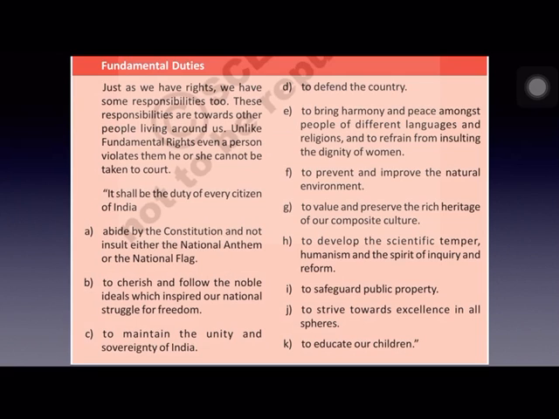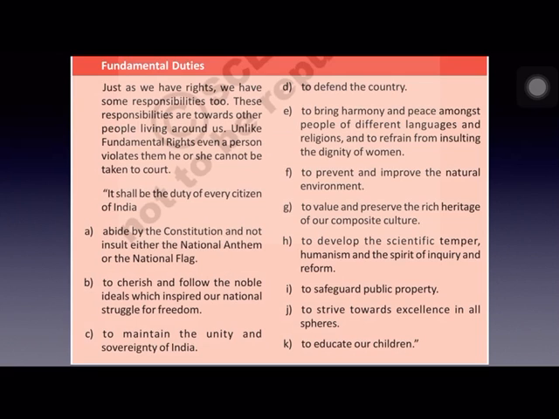So we should value and preserve the rich heritage of this composite culture, and develop scientific temper. Scientific temper means making new inventions. Unless we question how it happened and why it happened, which are scientific questions, we cannot invent. If we develop scientific temper, it leads to many inventions. So we develop scientific temper, humanism, and the spirit of inquiry and reform. We should safeguard public property. Public property means that which belongs to all the people, government property. We should strive towards excellence in all spheres, and struggle to become excellent in all fields.